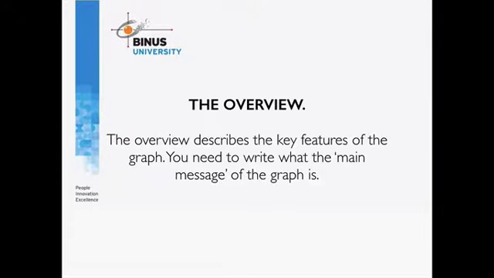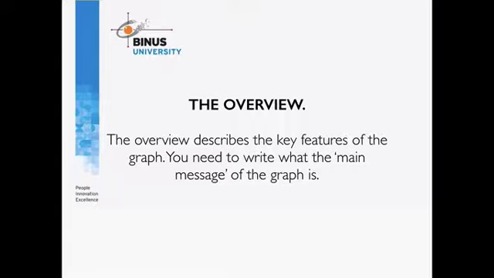So what is an overview? An overview is a few sentences, usually in a paragraph of its own, and it describes the key features of the graph or the diagram that you are writing about. You need to write what the main message of the graph is. So when you look at that graph, you'll see that there are a number of important trends or statistics or changes that are clearly shown. And the first thing you need to do is to describe what they are.